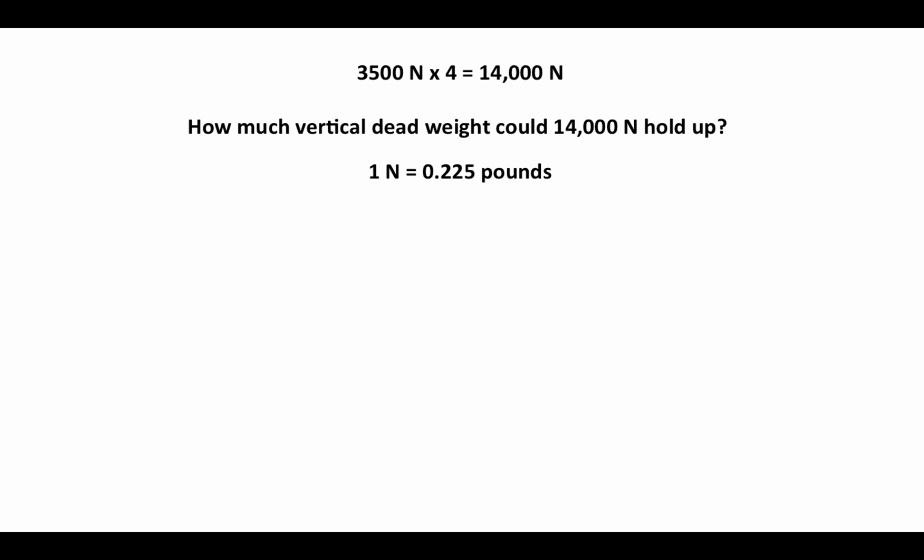Let's say I take 4 spokes at 3,500 newtons each. I get a total of 14,000 newtons. So my question is, how much vertical dead weight could 14,000 newtons hold up? Well, 1 newton is 0.225 pounds. 14,000 newtons would be 3,150 pounds.